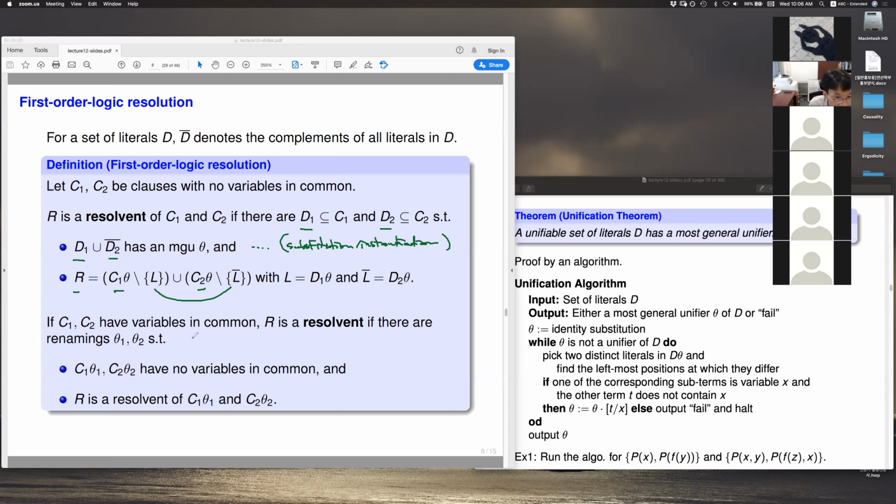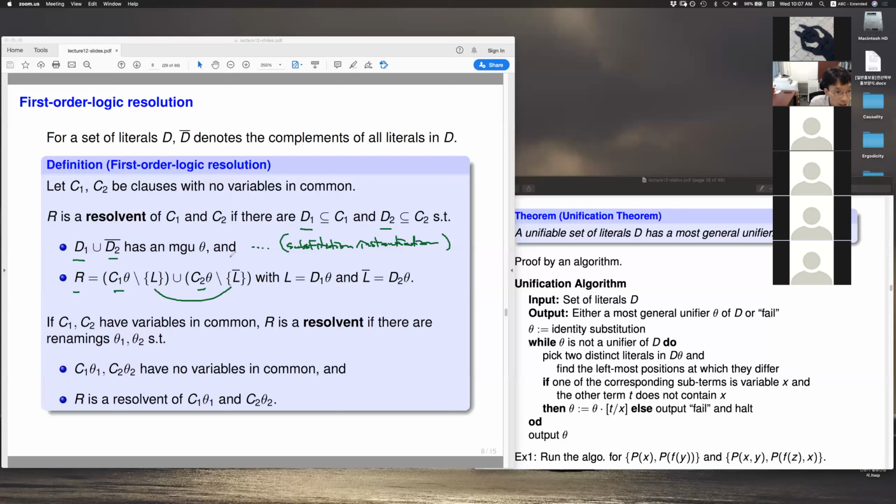The second condition said, in case C1 and C2 have some variables in common, then we can do pre-processing, which is renaming those variables by something fresh, so that these two clauses C1 and C2 do not have any shared variable, and then we can apply the resolution. This is the proof step in first order resolution: compute the resolvent, and we still call it resolvent in this more general case. Okay.